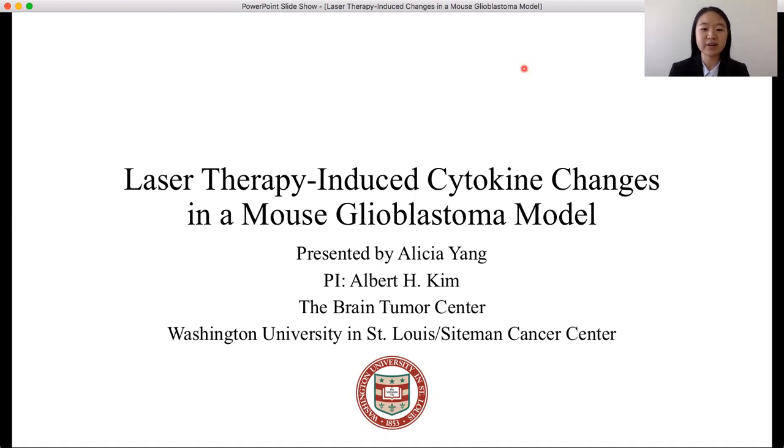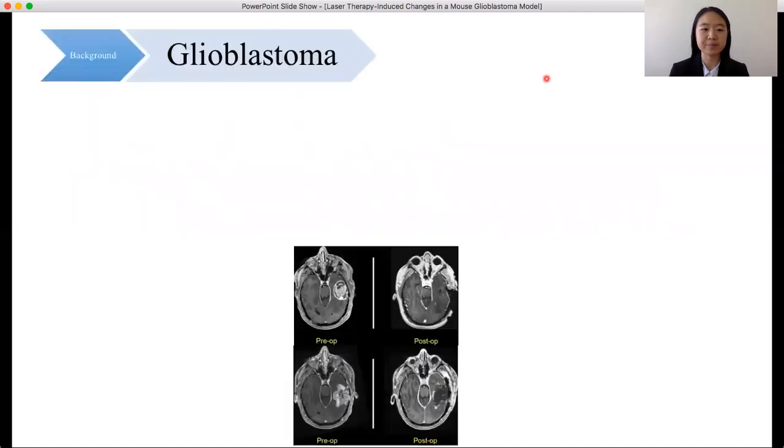First, I will give us some background on glioblastoma and laser therapy. Glioblastoma is an aggressive high-grade malignant brain tumor that is resistant to treatment. In humans, it has an average survival of just 15 months, even with a complex standard of care of surgery, followed by radiation and chemotherapy.